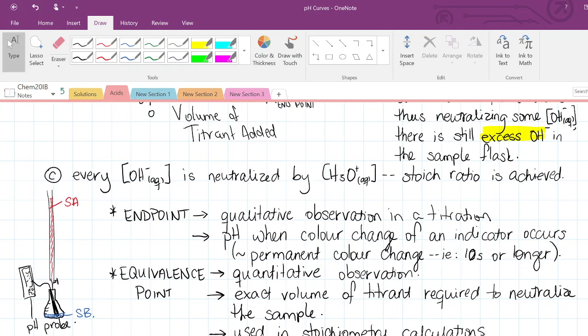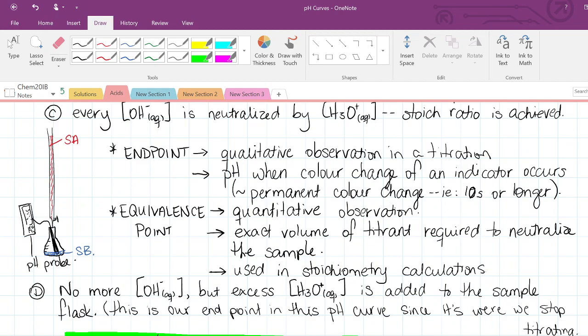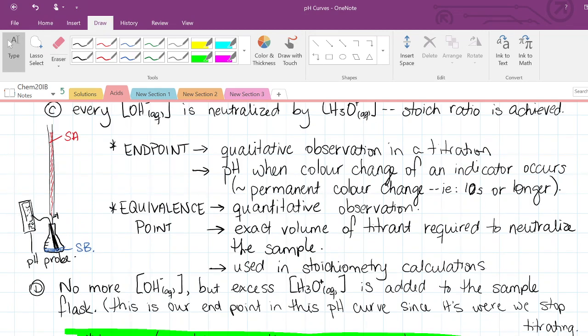Okay. And the equivalence point, definition-wise, is a quantitative observation. What we're looking for is the exact volume of titrant required to neutralize the sample. So it's a quantitative observation. In this case, we can see that because we've got our pH probe measuring for us.